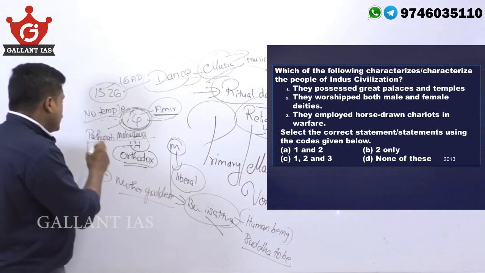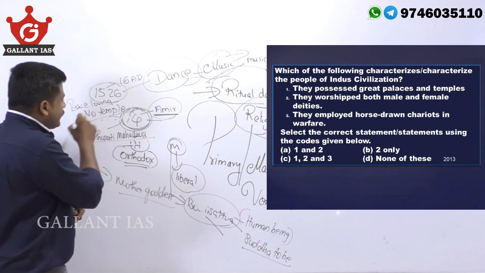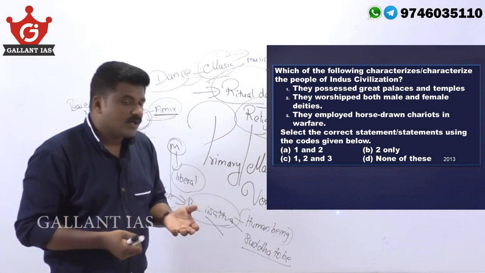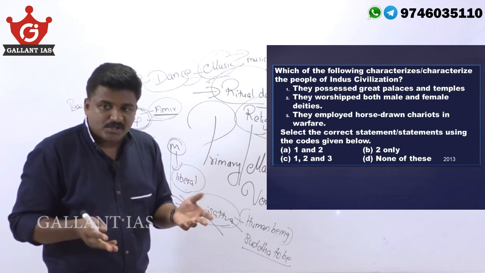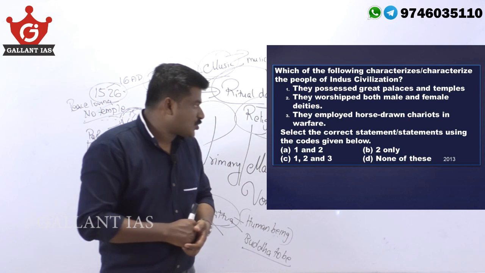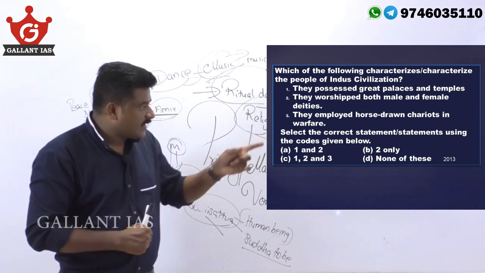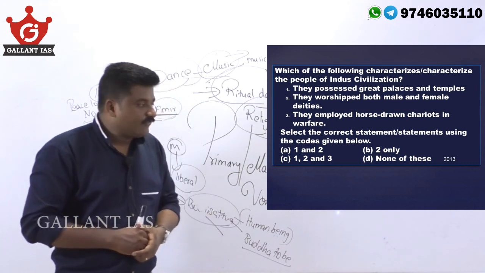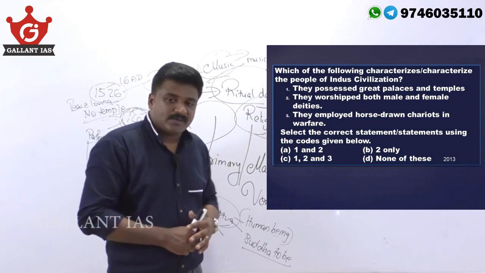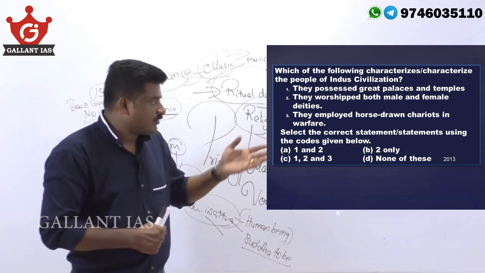You heard that they were peace-loving people. So, see, they possessed great palaces and temples, which is a wrong statement. We never identified temple worship or temple-like structures. So obviously, we are eliminating choice A and choice C. They worshipped both male and female deities. Exactly. We are eliminating choice D also. Then we reach the answer, which is 2 only. Because for the third statement, no choices, no answer code is given. So our answer will be 2 only.